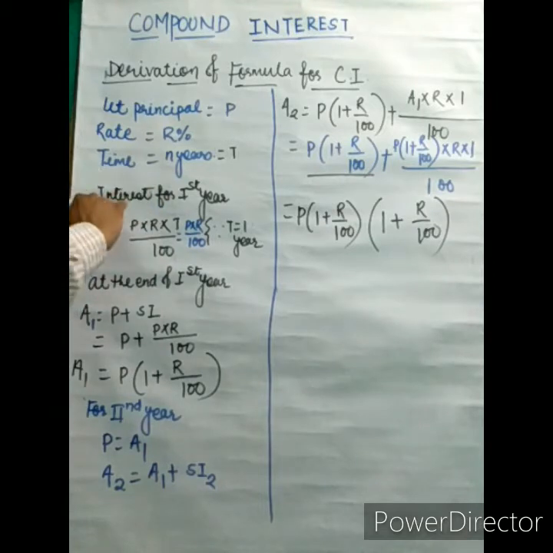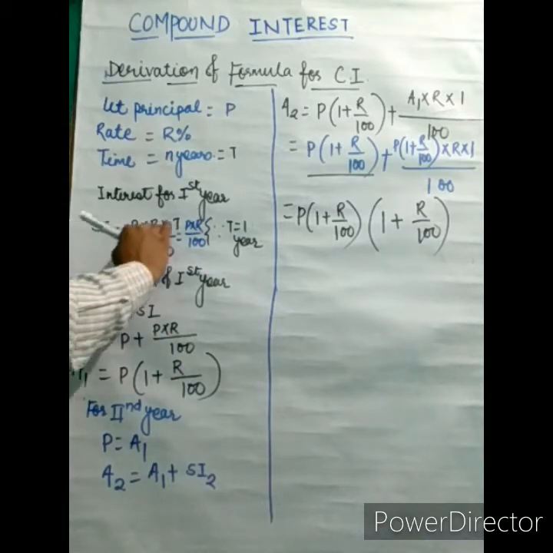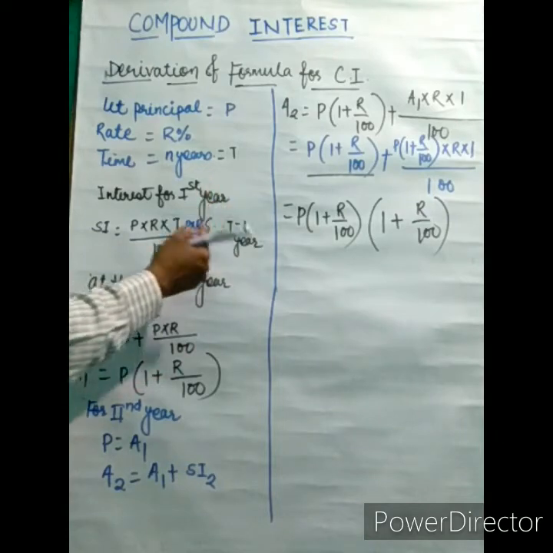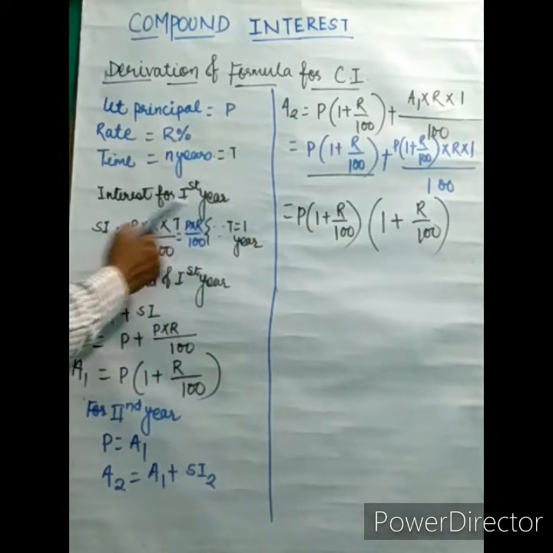Now we will find out the simple interest for the first year with the help of the simple interest formula, P into R into T over 100. Because we are calculating for the first year, T is equal to 1, so it will become P into R over 100.